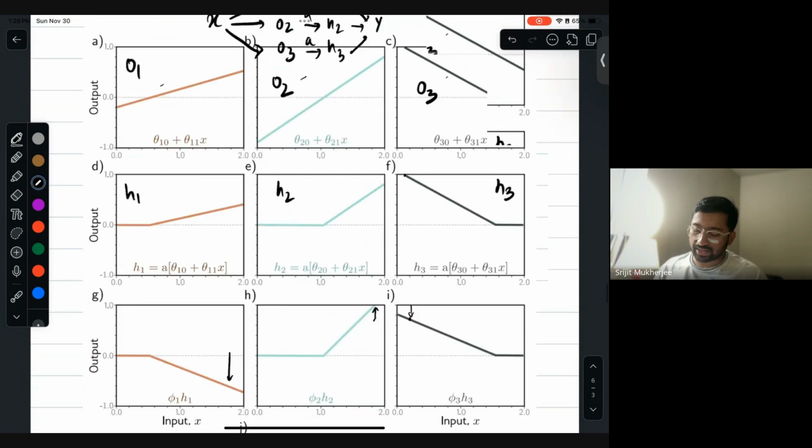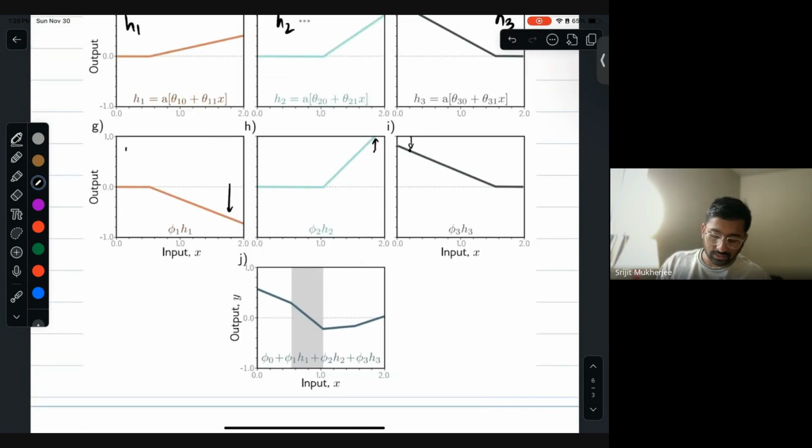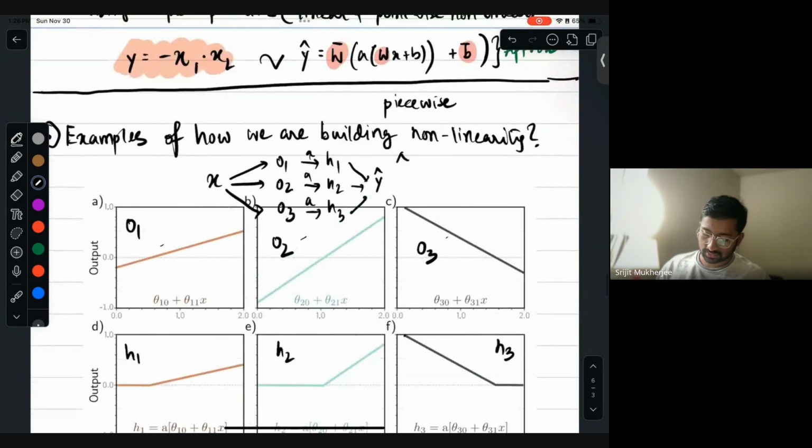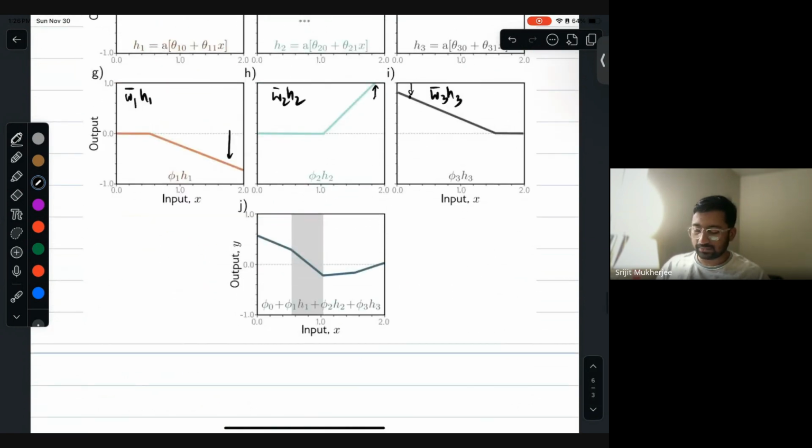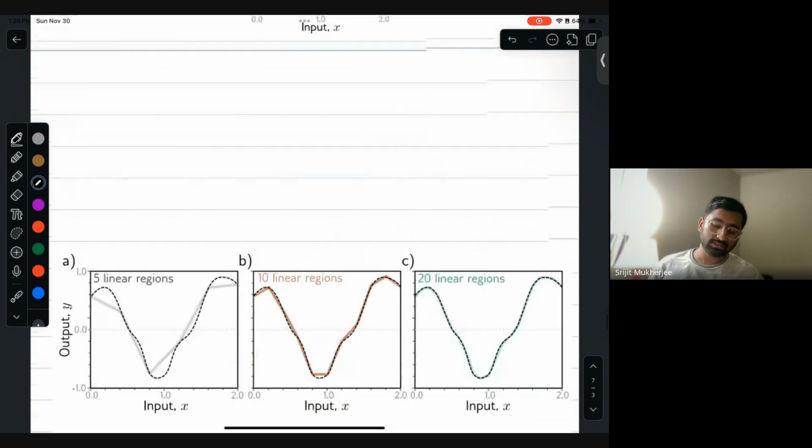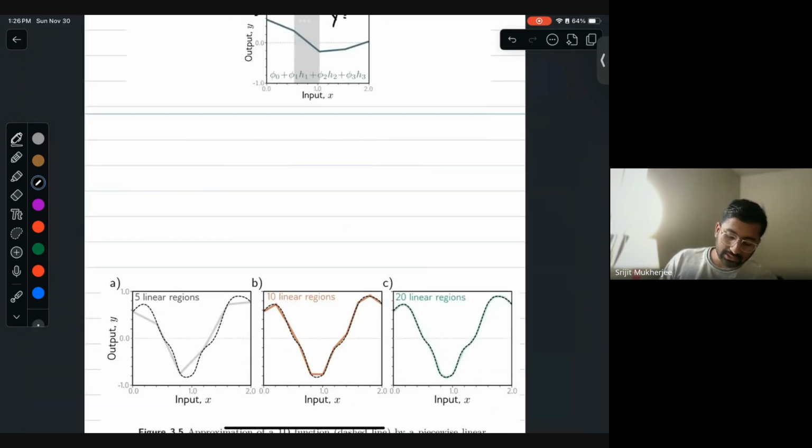Now if we add them to get y hat, this is W1 H1, W2 H2, W3 H3. When you add them, y hat is equal to the sum of them. You can see that this becomes a nonlinear function, right? Did you get it, guys? This is when you add them. Now comes the fun part, this is why it works.